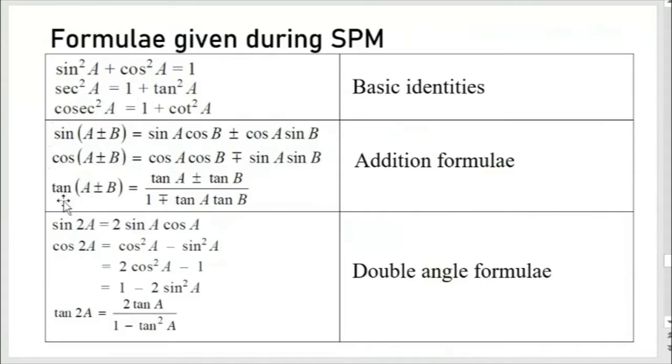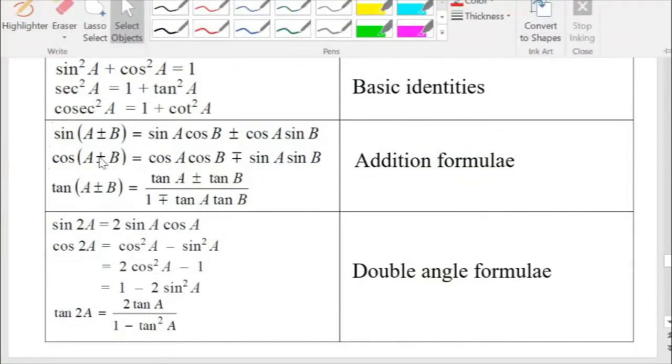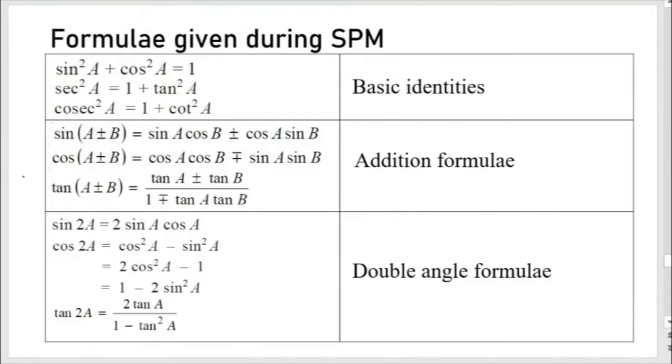The addition formula for tangent. So we can change tangent 3 theta to equal tangent 2 theta plus theta. We have to use this formula. Okay, we have to use this formula. So this one becomes 2 theta, theta. Okay, can you see, right?